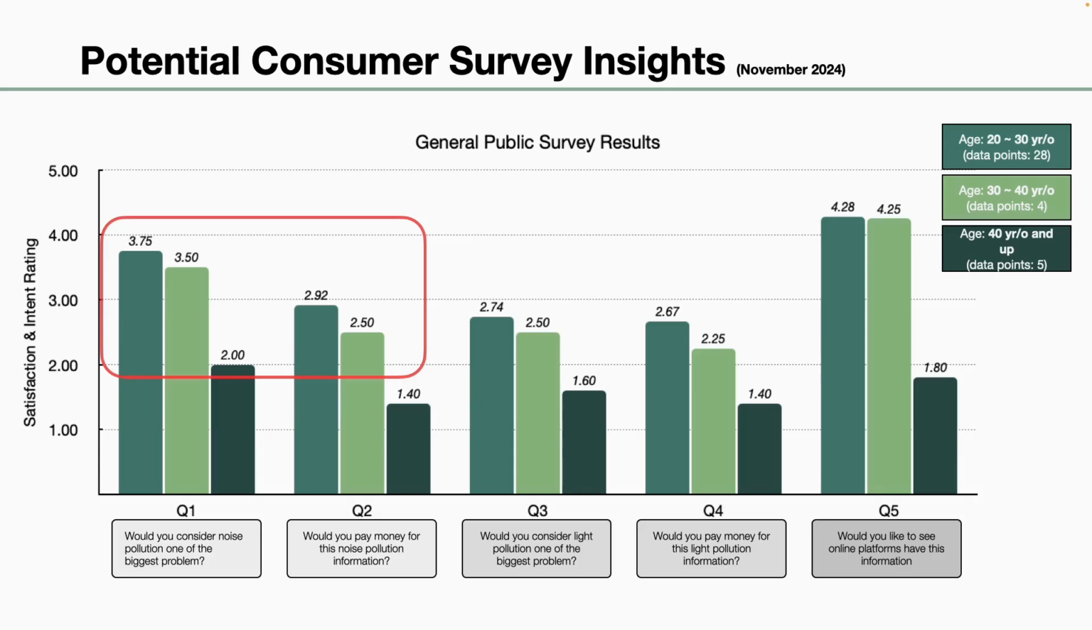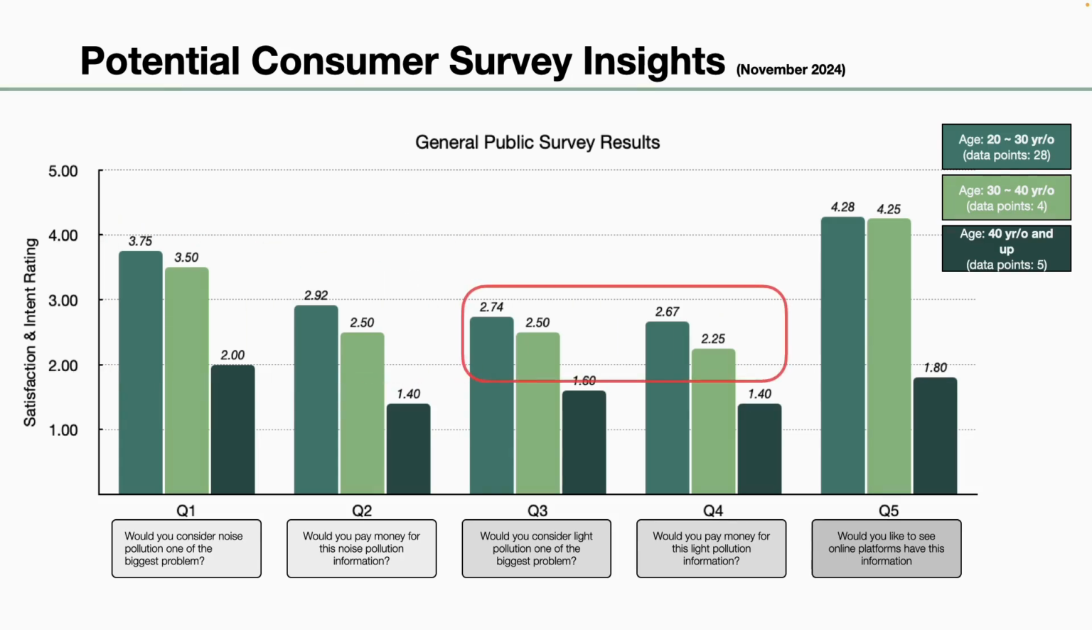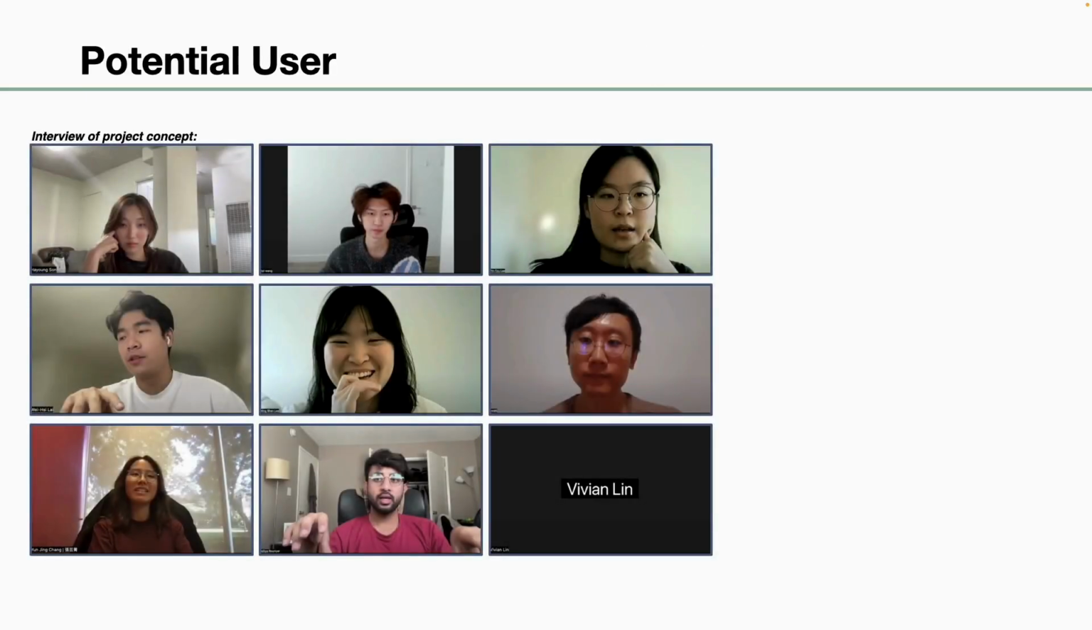And what they say is they do think it's a problem, but they would not really want to pay for this kind of solution. Same goes for the light problem. They think light pollution is a problem, but they won't pay for it. And they would basically 100% like to see this kind of information on platforms' websites, which they do not have right now.